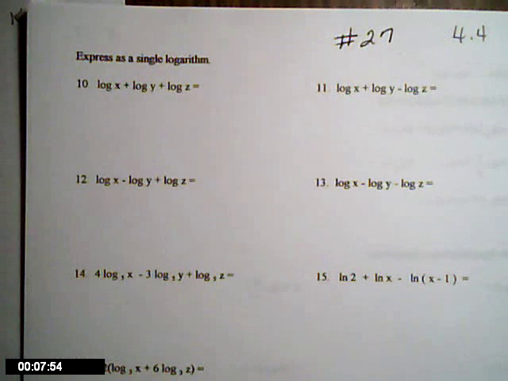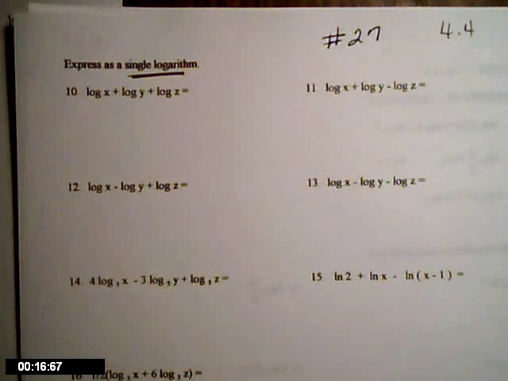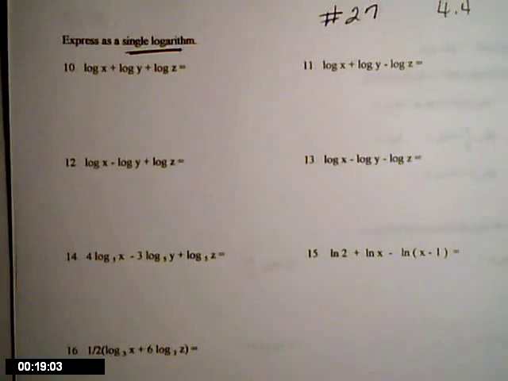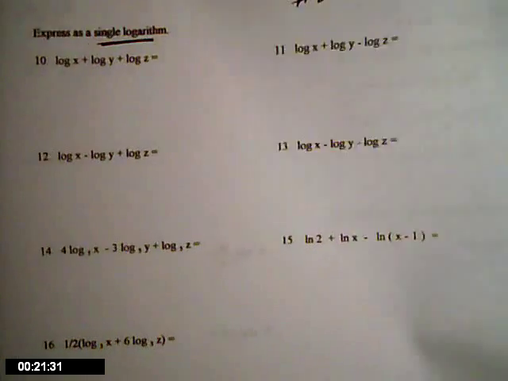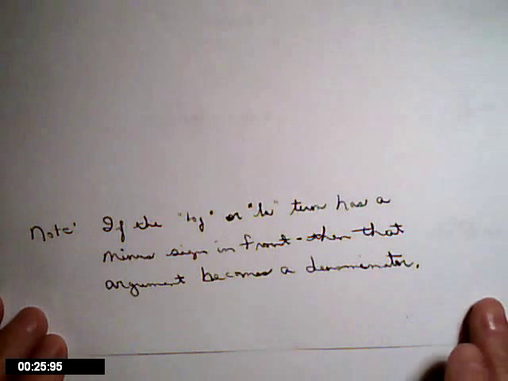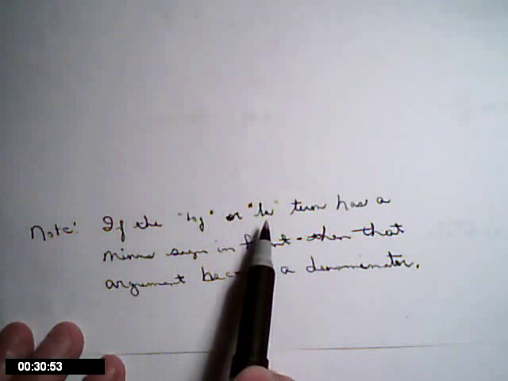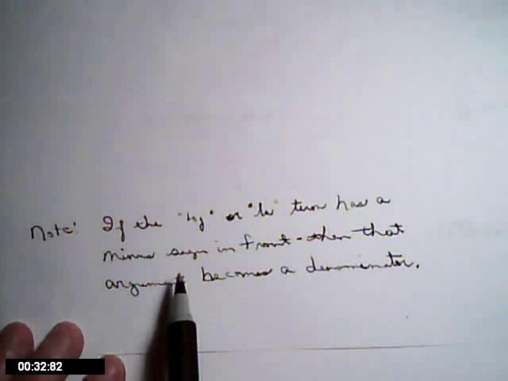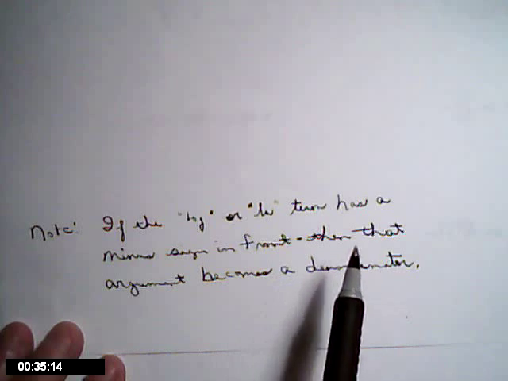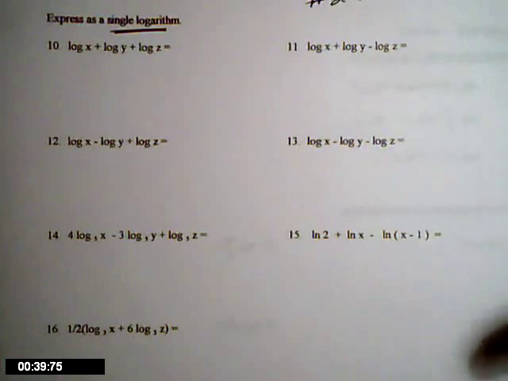In this video, we're going to take several logarithms that are added or subtracted, and we're going to write them as a single logarithm. This is just the reverse of what we did on the previous video. There's one thing that I want you to remember, and if you've copied this sheet off from your class notes, I have a note at the bottom, and it says if the log or the ln term has a minus sign in front, then that argument becomes a denominator. Now if you can remember that, this will be very easy.